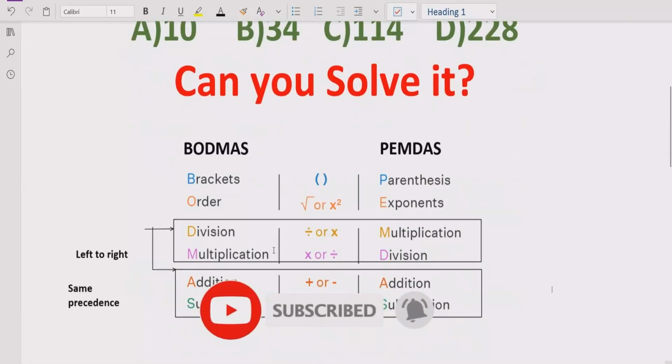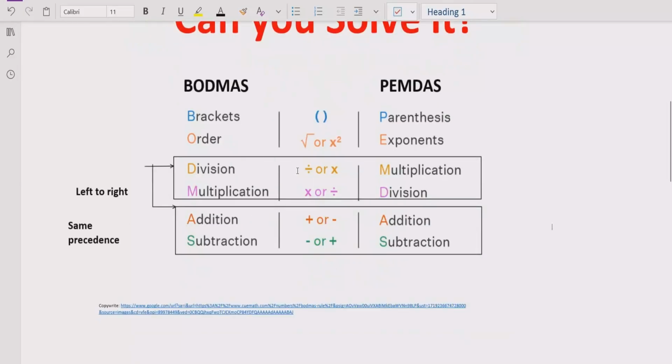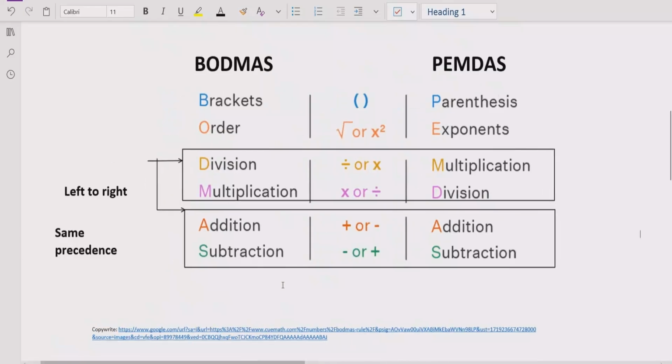Now let's talk about what are the rules which we can apply to solve any arithmetic. Here we will discuss BODMAS and PEMDAS. These rules we will apply to solve any arithmetic. So step number one is you have to solve first the bracket. If your expression contains any bracket or parenthesis, you have to solve that part first in your expression.